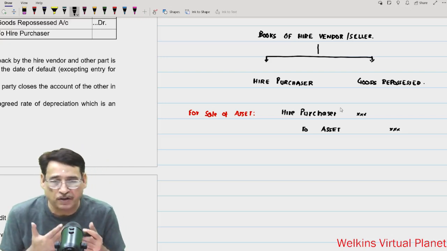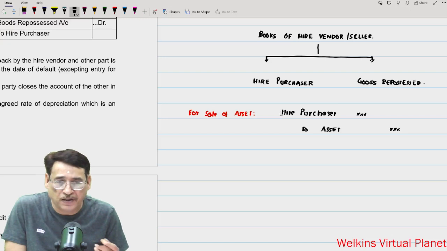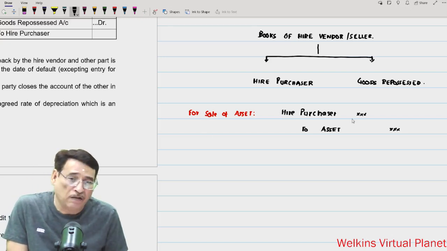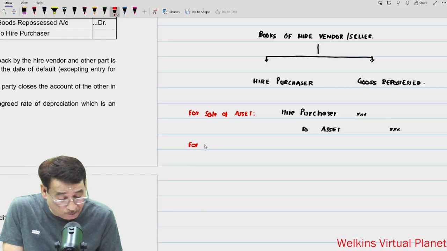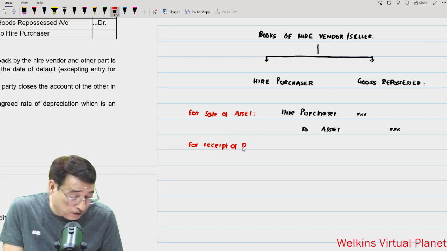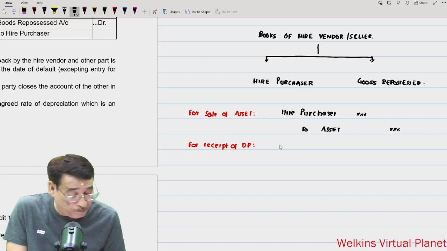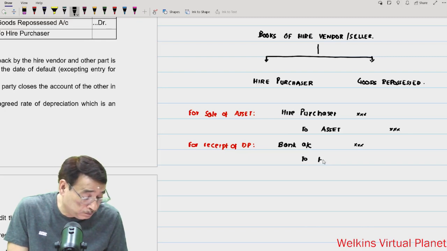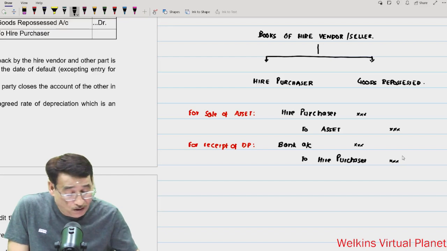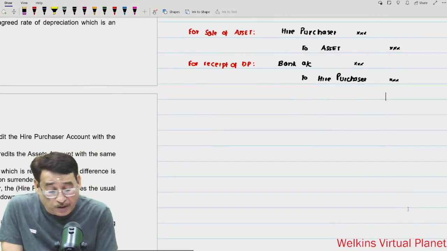So that means the hire purchaser is a sort of debtor for the seller because he has to receive the price. When he sells the asset, he will pass this entry and on the same date he will receive some amount as down payment. When he receives the down payment, he will pass the entry bank account debit to hire purchaser account. So on the date of sale, generally these two entries are passed.